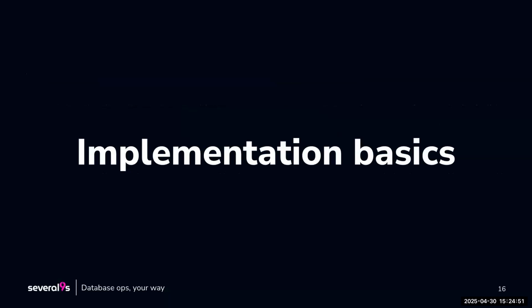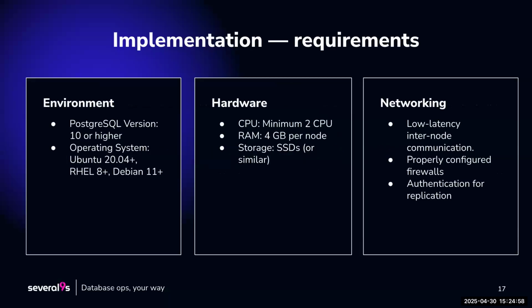Now let's see implementation basics for this solution, bidirectional replication. First, about requirements. The environment is recommended to use Postgres 10 or higher. I will say 14 or higher because logical replication is more stable, more mature, let's say, in this version. But yes, the minimum version is 10. Then operating system, any modern Linux version is okay. Ubuntu 20.04 or higher, Red Hat, Debian.